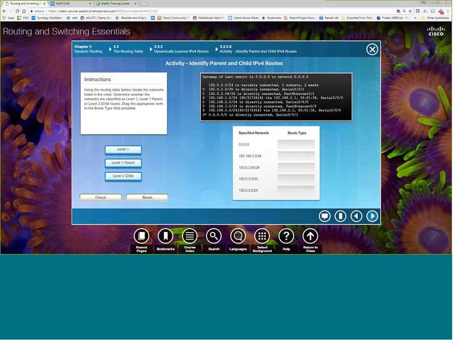So, 0.0.0.0 right here in this route table. What kind of route is this? It's going to be a level 1 route. Okay. 192.168.3.0. Let's see where that sits. 192.168.3.0, directly connected, FastEthernet 0/0. That's a level 1 route.